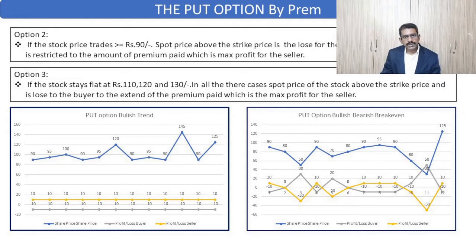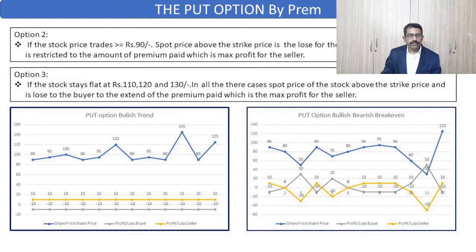So when the stock price is always above 90, the seller of the option profits the premium received from the buyer, rupees 10, and the buyer of the option doesn't make any profit. He loses only the premium that he pays to the seller, irrespective of the trades that happen for this share. Actually, whether it is at 100 or 130 or 150, the loss for the buyer is only the premium which he trades with the seller, which is rupees 10.